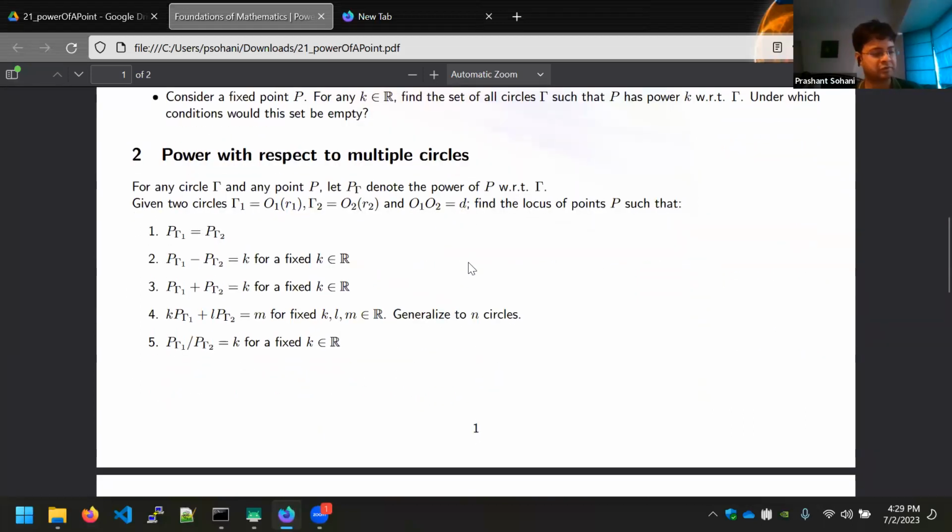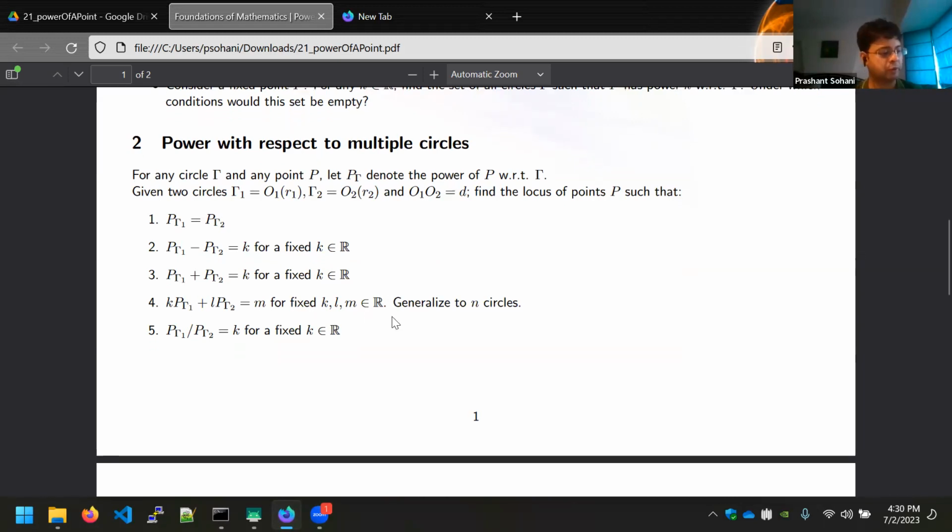Okay. Now coming to the power with respect to multiple circles. I'm sure you must have already watched the section about how we solved the first problem, P of gamma 1 is equal to P of gamma 2. I'm curious if we have spent more time on the remaining problems, question 4 in particular. There, how can you generalize this idea to multiple circles? And what do you think in general that locus will be? Any observations related to that? Like for the equation which I have written here, k times P of gamma 1 plus L times P of gamma 2 is equal to some constant m, what do you think this locus is going to be?